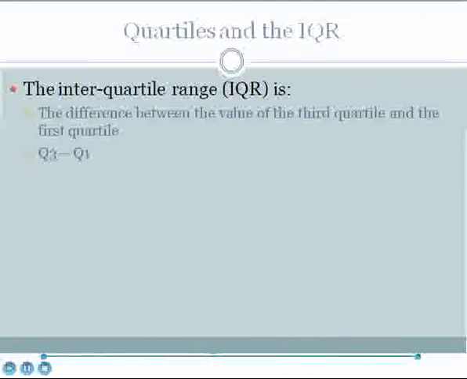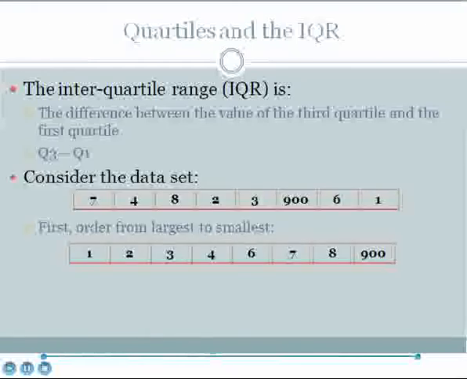Remember that the interquartile range, IQR, is the difference between the value of the third quartile and the first quartile. This can be represented as an equation, IQR equals Q3 minus Q1. Consider the following data set. To calculate the IQR, the first step is to order the data set from smallest to largest. This is shown in the second table.